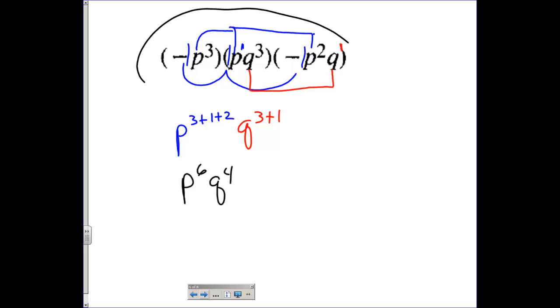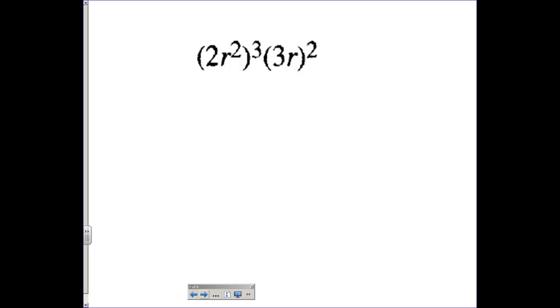So this entire expression simplifies to p to the 6th times q to the 4th. Okay, on this example, we have a combination of a multiplication in the middle, but we also have exponents on the outside, the 3 here and the 2 here. Now if you follow the order of operations, you must do the exponents or the powers first before you do the multiplication here in between.